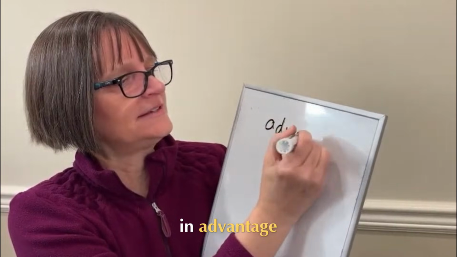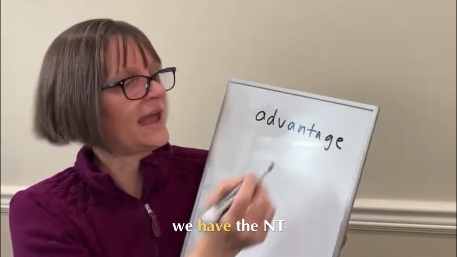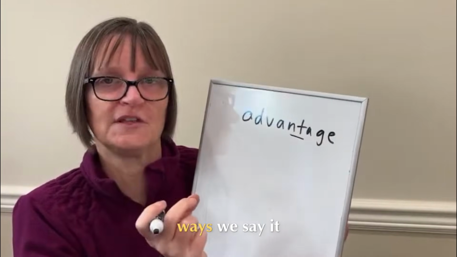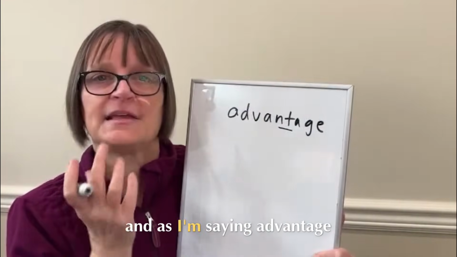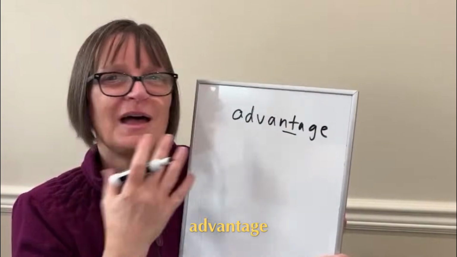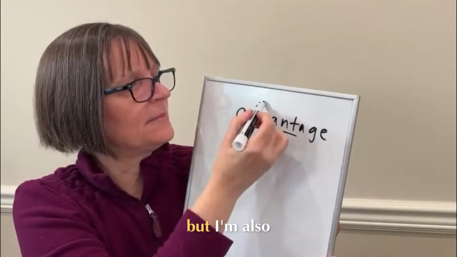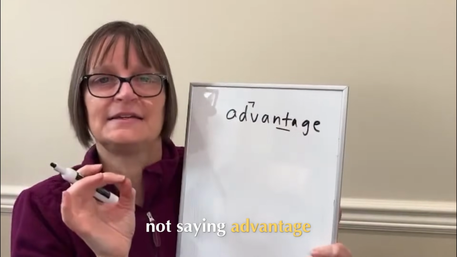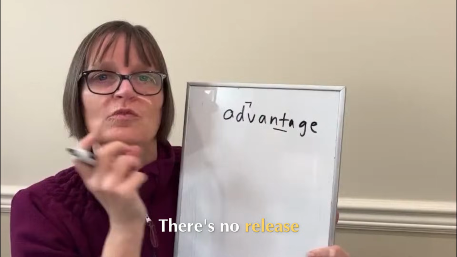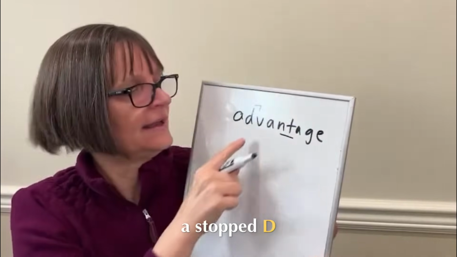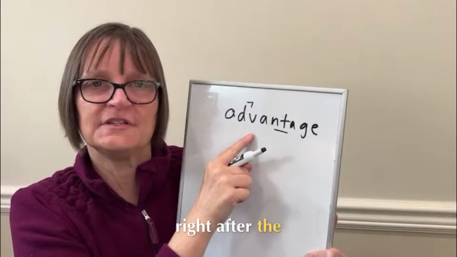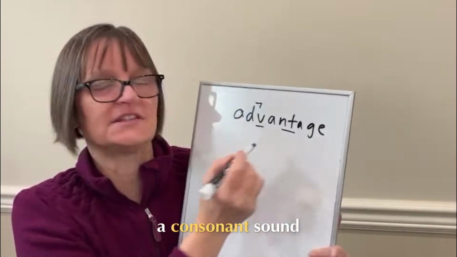So in advantage, here we have the NT. There's two different ways we say it, either advantage or advantage. And as I'm saying advantage, I'm not leaving that D out, but I'm also not saying ad-van-Tage. There's no release of that D. It's called an unreleased D or a stopped D.